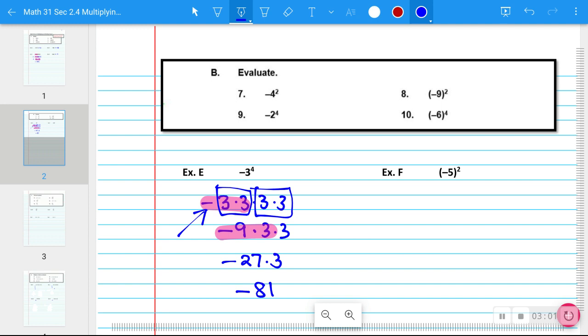Now, compare that with example F. In this problem, you're squaring, in other words, you're multiplying the negative 5 times itself. The negative is part of the base, what is being repeatedly multiplied. So here you do have a negative times a negative, and you get 25.